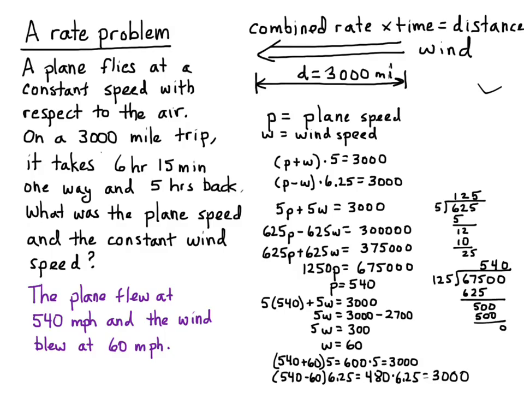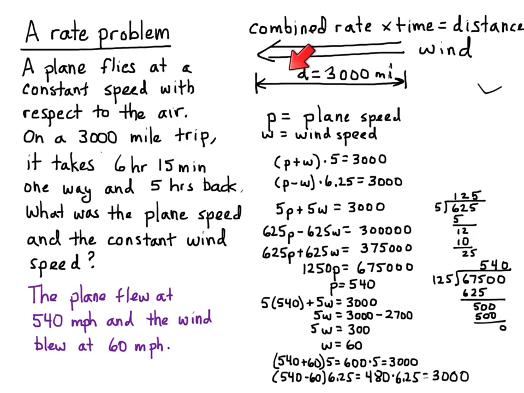Question? Yeah. On the last one, why was the first one P plus W and the other one was P minus W? Imagine you're going from here to here at the same speed relative to the air, but the wind is going to push you along. So that's going to be P plus W is that rate.